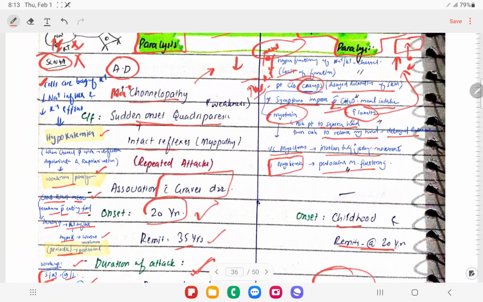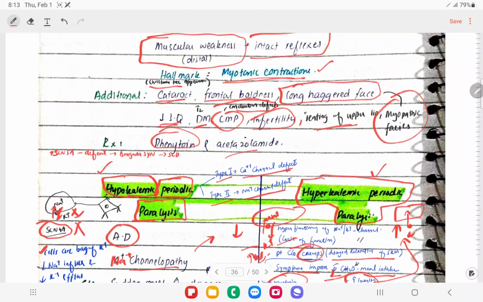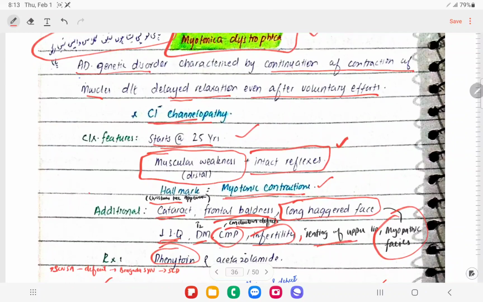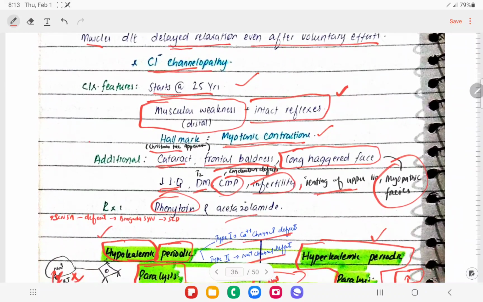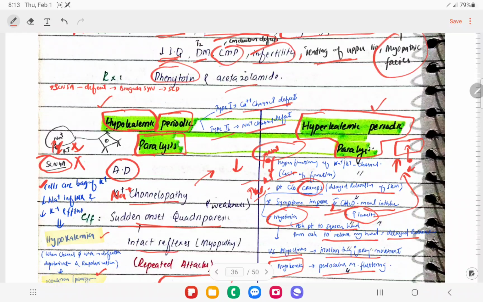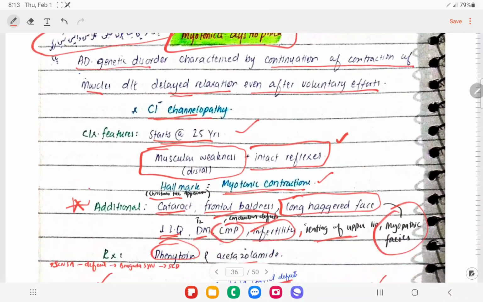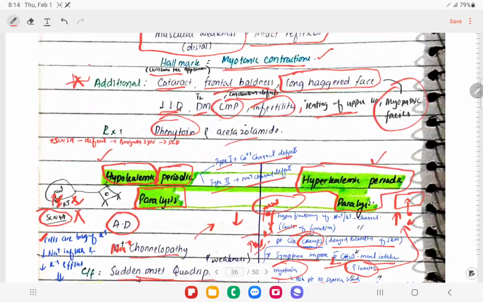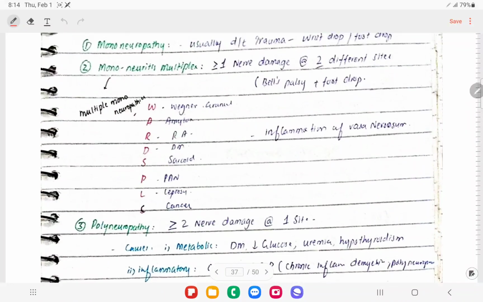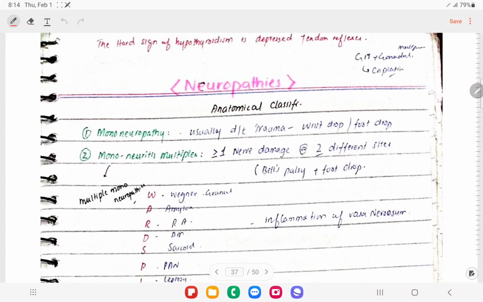So I hope I have covered everything. We need to differentiate hyperkalemic periodic paralysis from myotonia congenita and myotonic dystrophy. We see delayed relaxation in both of these cases, but there will be additional features in myotonic dystrophy. So that's all about hyperkalemic periodic paralysis and myotonic dystrophy. We're going to start the neuropathies in the next video. So that's all for the approach to muscular weakness.